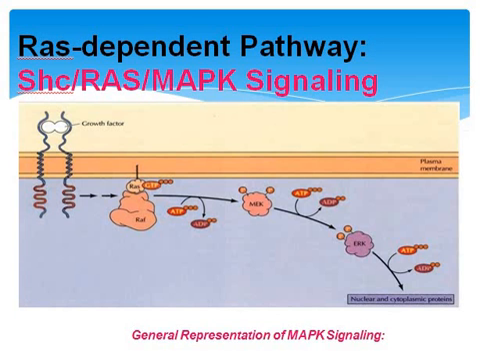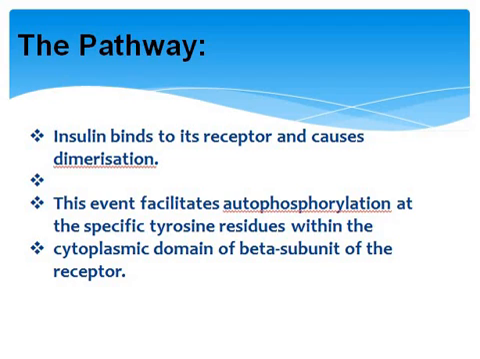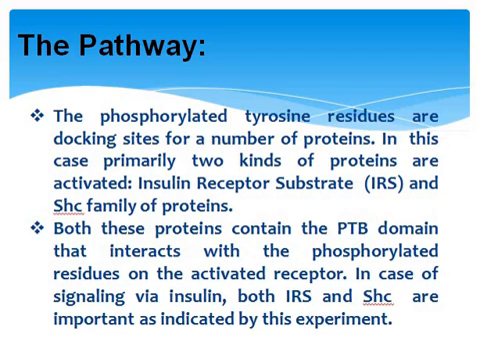Here is the RAS dependent pathway; you can see a general representation of MAP kinase signaling. The pathway: insulin binds to its receptor and causes dimerization. This event facilitates autophosphorylation at specific tyrosine residues within the cytoplasmic domain of the beta subunit of the receptor. The phosphorylated tyrosine residues are docking sites for a number of proteins.